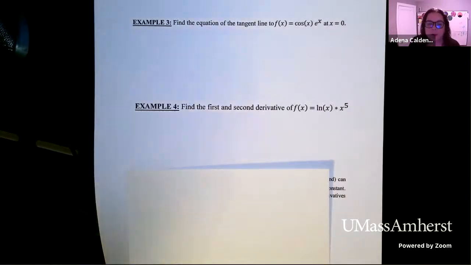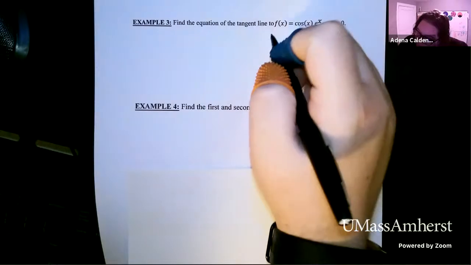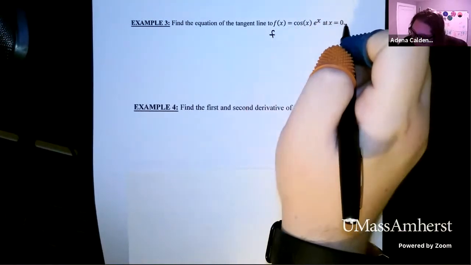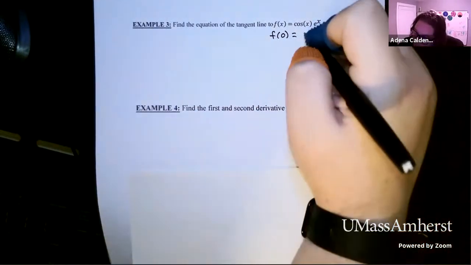So for the first one, we're back to our example of find the equation of the tangent line, right? So in order to find the equation of a tangent line, we need a point and we need a slope. So let's go ahead and find our point here. Again, it doesn't matter which one you find first. We have to put them all together at the end.